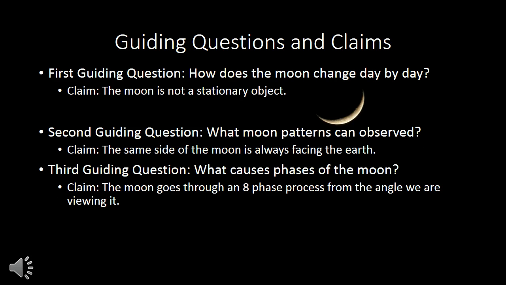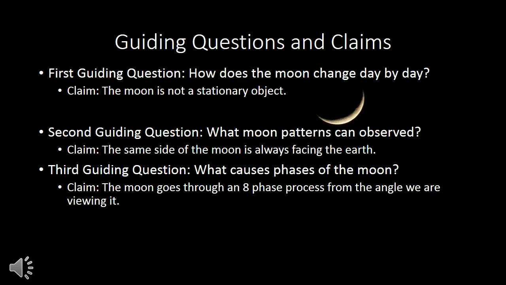Now, in order to direct our thinking for the video, let's look at some guiding questions as well as some claims that address these questions. Our first guiding question is, how exactly does the moon change day by day? And the claim that goes along with this is that the moon is not a stationary object, and we'll be looking more at this in the next slide.